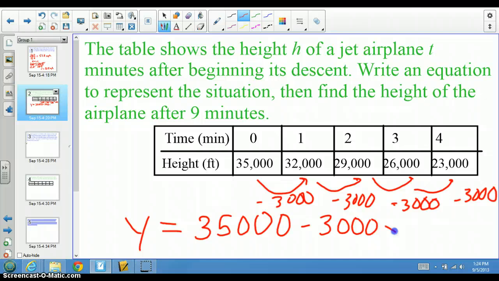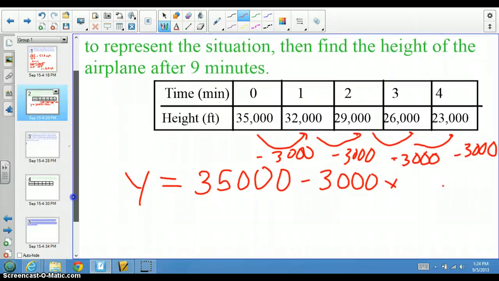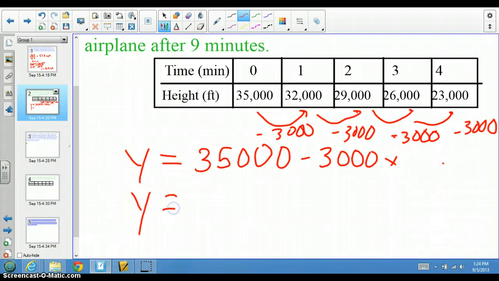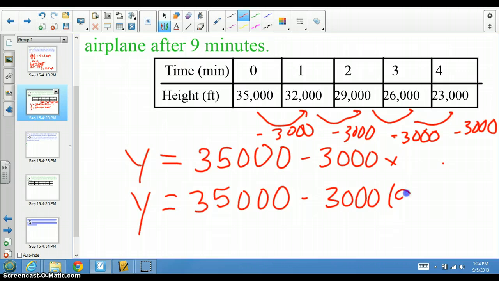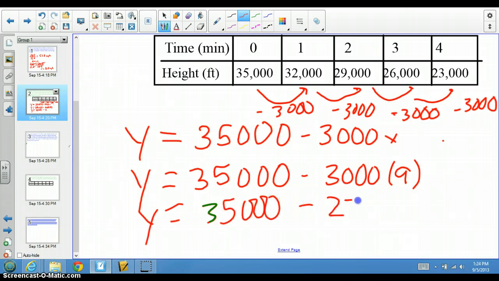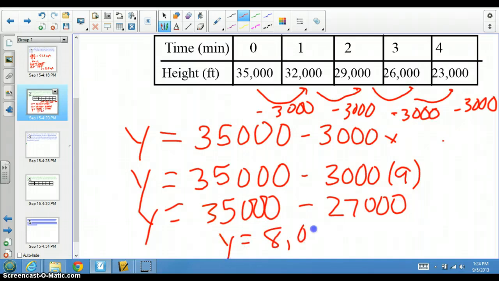We do not know how many minutes total it'll take us, so we are going to use a variable, and we can use x, or you could use t. So there is our equation, the first part of that. The second part says find the height of the airplane after 9 minutes. So all we have to do is plug 9 in, and we're going to plug it in for x. So y equals 35,000 minus 27,000. Get y equals 8,000 feet.